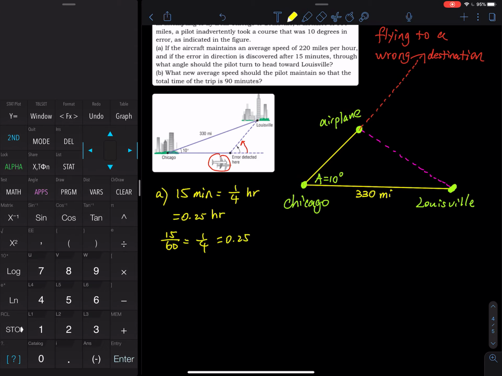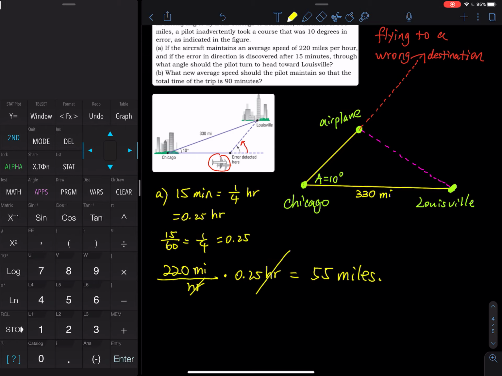And then since you go 220 miles per hour, what's your time? You spend a quarter hour, right? So 0.25 hour. So what is that equal to? The hour got cancelled, and then 220 times a quarter is equal to 55 miles. So you already traveled 55 miles in 15 minutes.